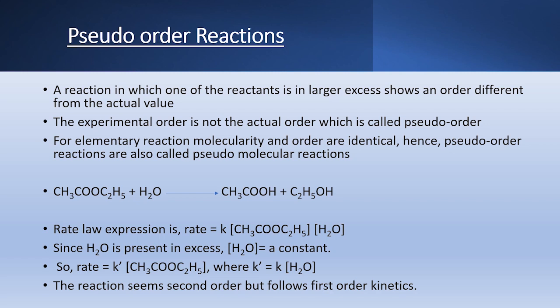So we can rearrange this rate equation as rate is equal to K dash times concentration of ester CH3COOC2H5, where K dash is a new constant which is equal to K times concentration of H2O, because these two are constant, and on multiplication give a new constant K dash. We can see from the rate equation that the rate of reaction depends on the concentration of only one species. So the reaction follows first order kinetics.